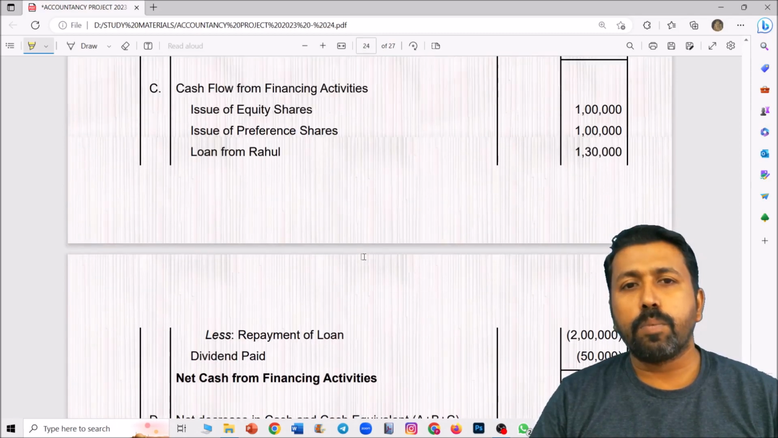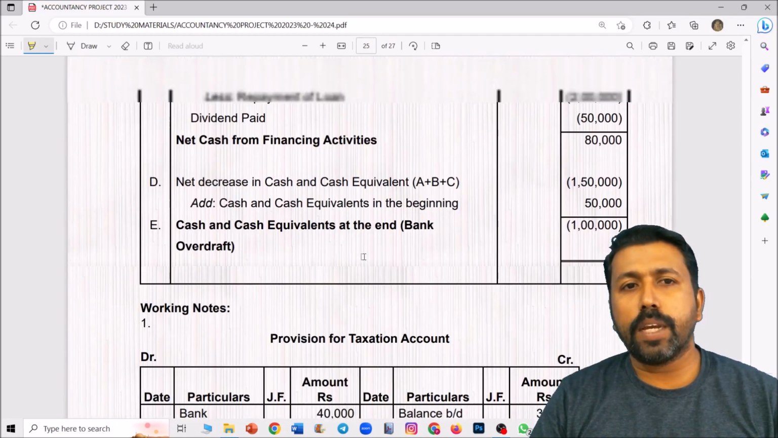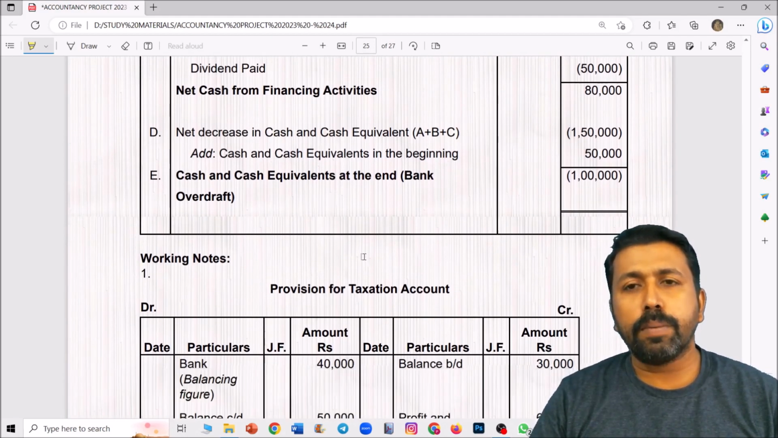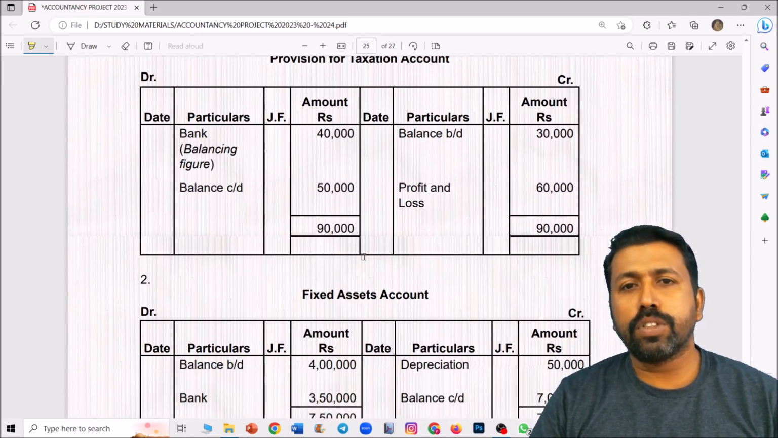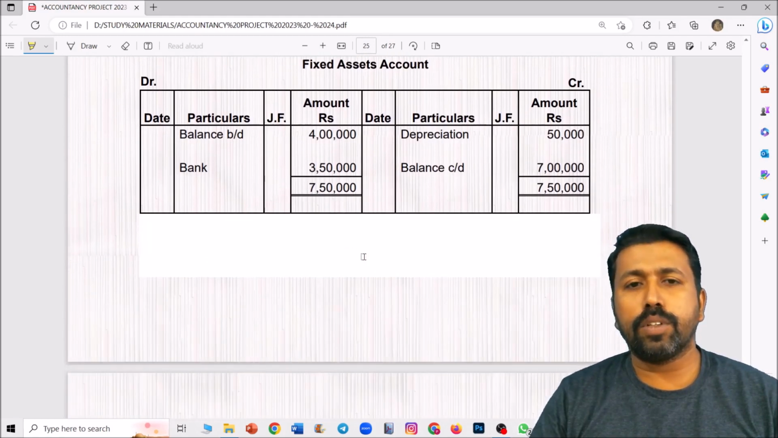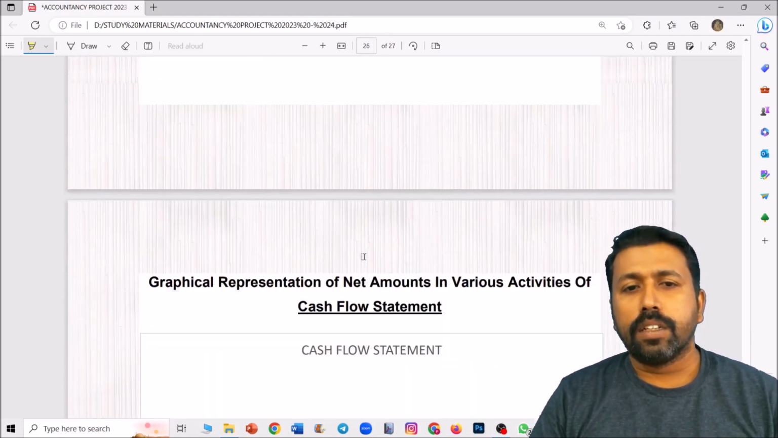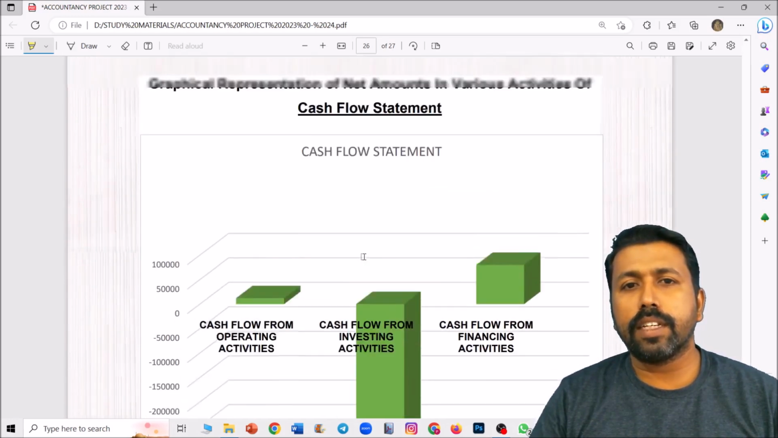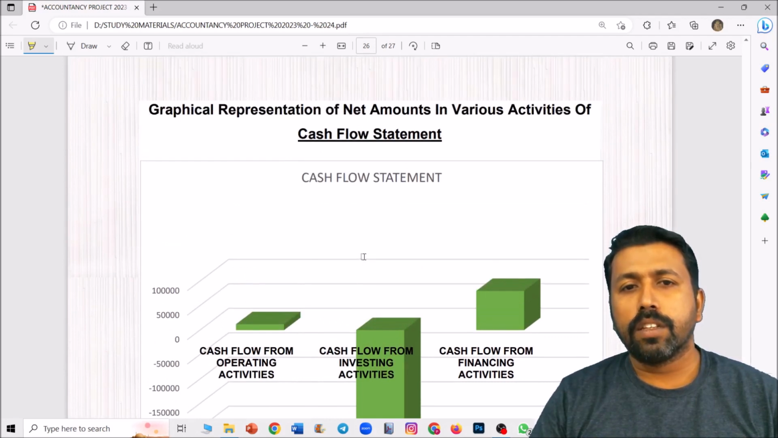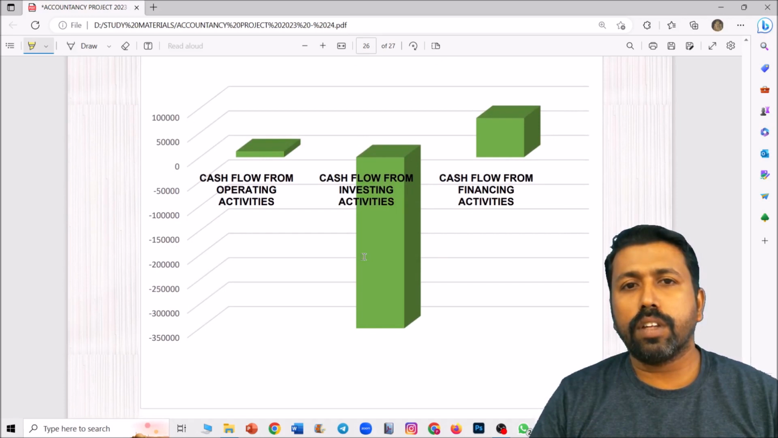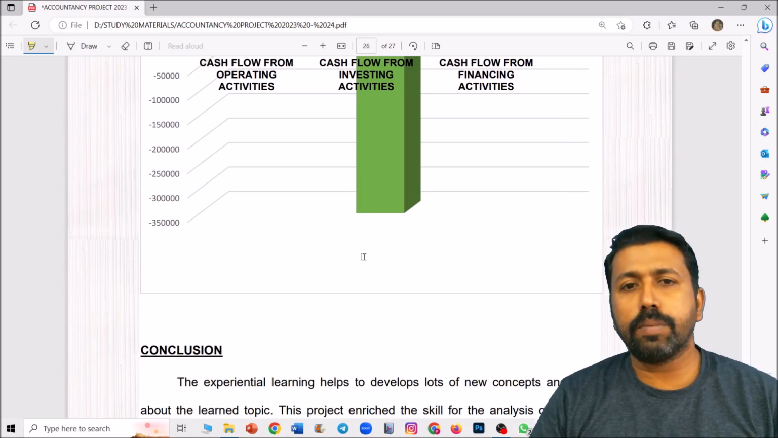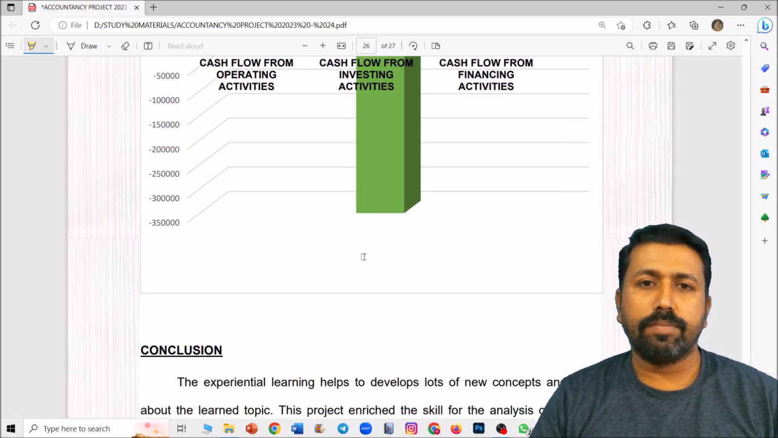Also, you can see you can finish this type of problems very quickly from the cash flow statement. In this problem, we have to open two accounts also, provision for taxation account, one account, and another account is fixed asset account. And you can bring a graphical representation for the different activities in the cash flow statement. All these things you have to draw yourself, then only you will get a good impression from the external teacher and your class teacher.